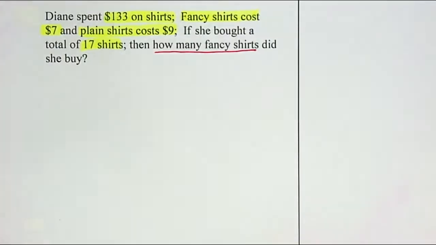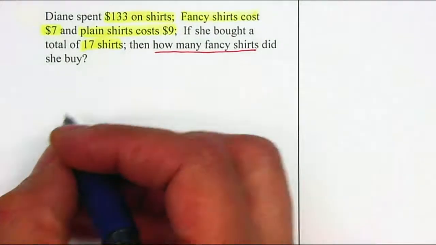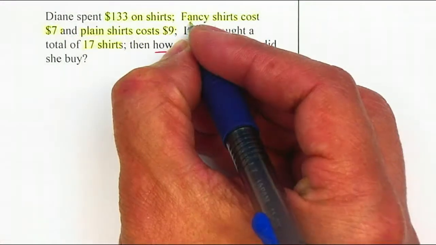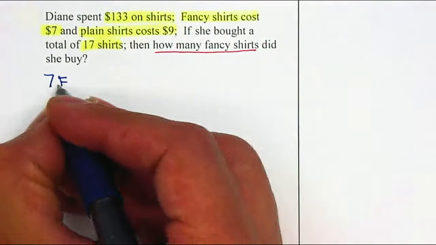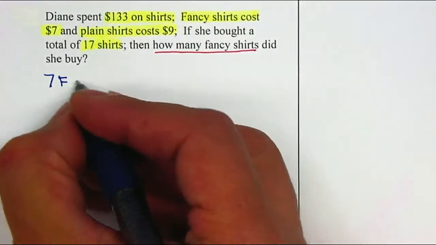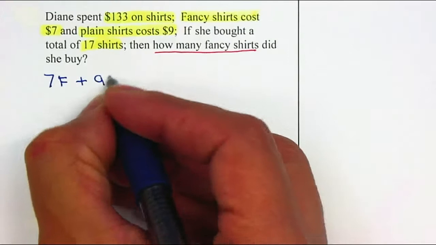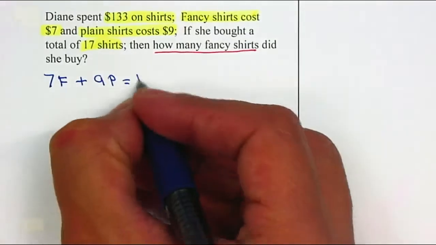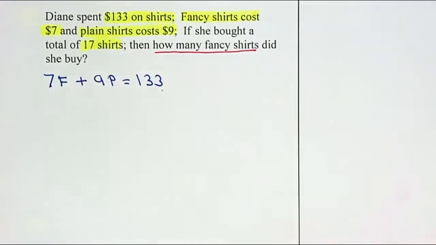First, we're going to deal with the money. So how much money did she spend? We know that she spent $7 for each fancy shirt, so it'll be $7 for each fancy shirt, multiplying together, plus $9 for every plain shirt, multiplying together. It's equal to $133. That's how much she spent.